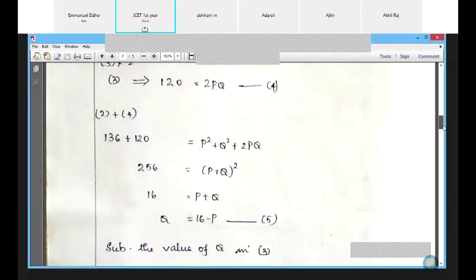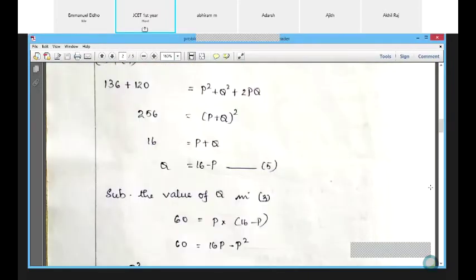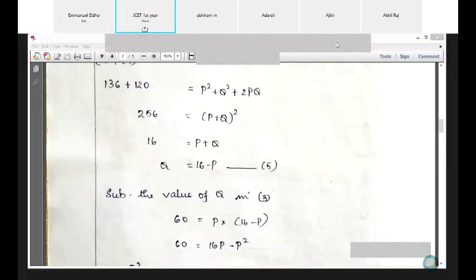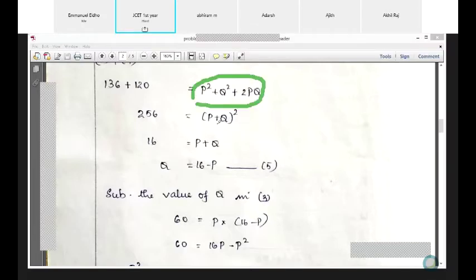That is 136 plus 120 is equal to p square plus q square plus 2pq. That is 256 is equal to (p plus q) the whole square, it is in the form of p plus q the whole square. ഇനി എനിക്ക് ഇതിന്റെ സ്ക്വയർ റൂട്ട് കണ്ടെത്തണ്ടേ? പി പ്ലസ് ക്യൂന്റെ വാല്യൂ, പിയുടെയും ക്യൂടെയും വാല്യൂ കണ്ടുപിടിക്കണ്ടേ? അപ്പൊ ഞാൻ എന്ത് ചെയ്യാണ്? ഇതിന്റെ സ്ക്വയർ റൂട്ട് എടുക്കുമ്പോൾ എനിക്ക് എന്ത് വരും?